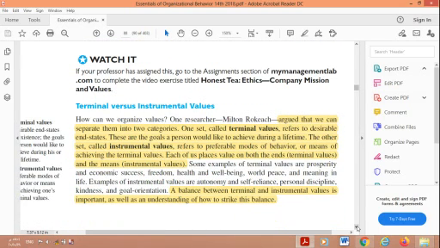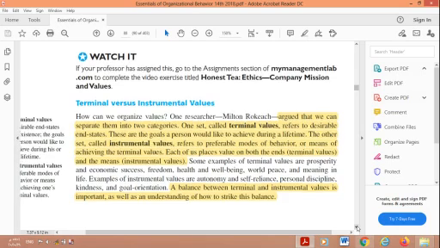A balance between terminal and instrumental values is important, as well as an understanding of how to strike this balance.